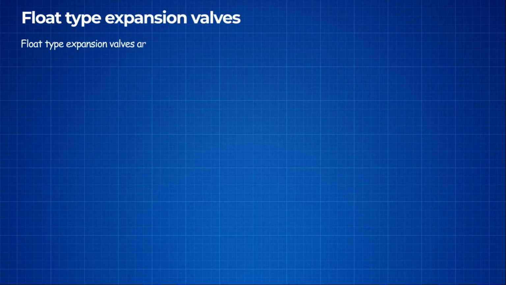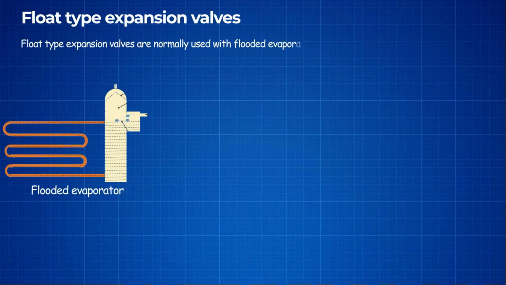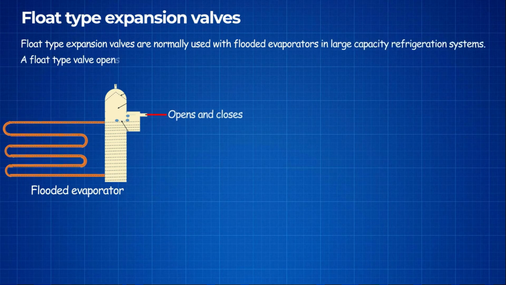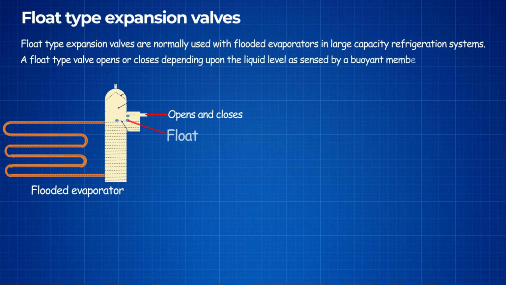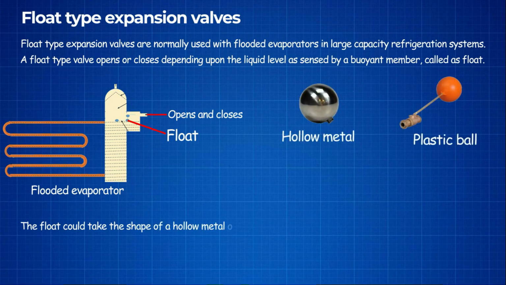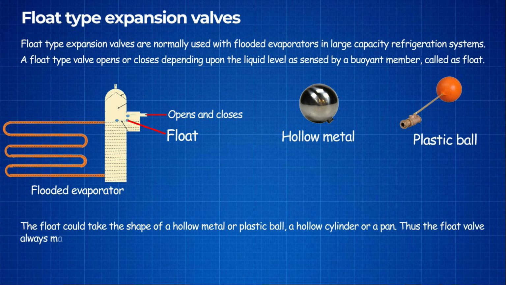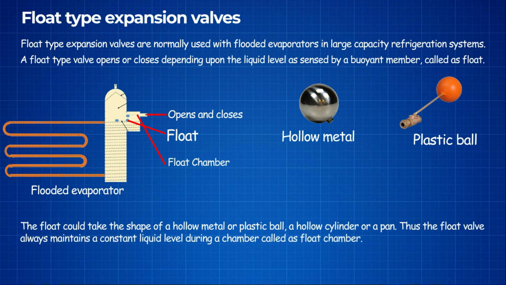Float type expansion valves. Float type expansion valves are normally used with flooded evaporators in large capacity refrigeration systems. A float type valve opens or closes depending upon the liquid level as sensed by a buoyant member, called a float. The float could take the shape of a hollow metal or plastic ball, a hollow cylinder, or a pan. Thus the float valve always maintains a constant liquid level during a chamber called a float chamber.